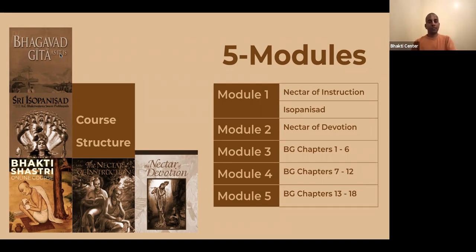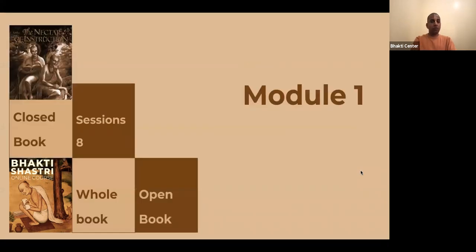The first 6 chapters deal predominantly with Karma Yoga, the middle 6 chapters deal predominantly with Bhakti Yoga, and the last 6 chapters predominantly deal with Jnana Yoga. So they are divided into 3 modules, and now we will see the details in each module. The first module that we'll be seeing has 2 books, out of which we'll first take up Nectar of Instruction.